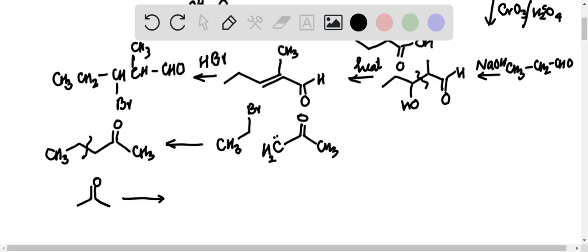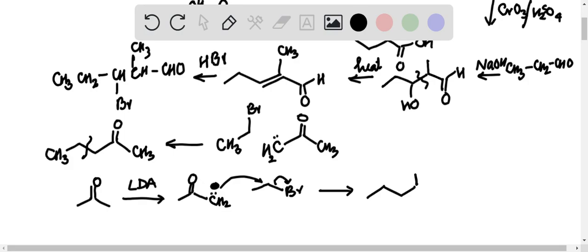acetone reacted with LDA will give the lithium salt and this reacts with the ethyl bromide giving the product, propyl methyl ketone. It is 2-pentanone. The product is 2-pentanone.